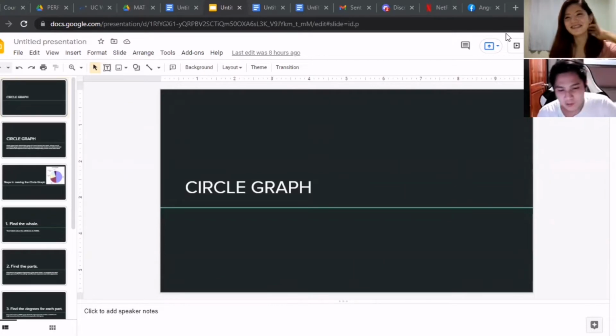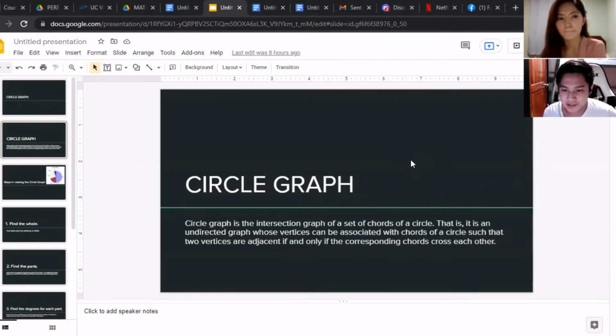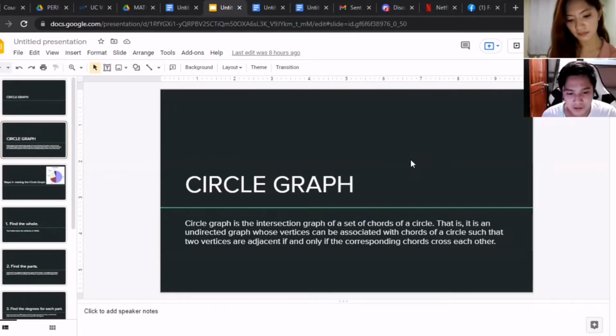Luz Salas and I will tackle the steps in making the circle graph. A circle graph is the intersection graph of a set of chords of a circle. That is, it is an undirected graph whose vertices can be associated with chords of the circle such that two vertices are adjacent if and only if the corresponding chords cross each other.